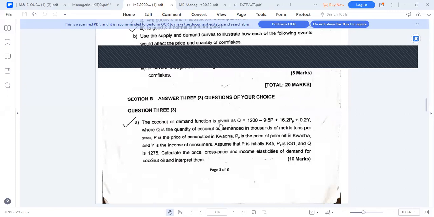So I'm going to take you through question number 3, which is cross price elasticity, income elasticity, and interpreting them. I'm going to take you through an example first of all.